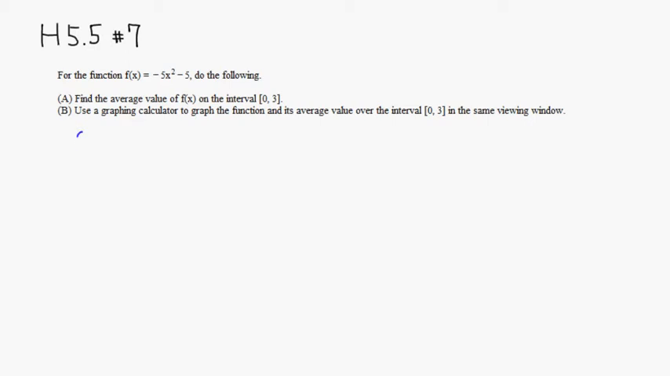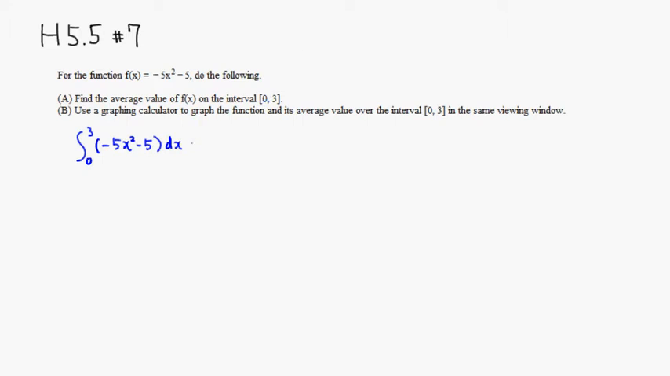So the integral from 0 to 3 of negative 5x squared minus 5 with respect to x. Let's just compute this first. Then we're going to have to divide by 3 minus 0, which is 3.